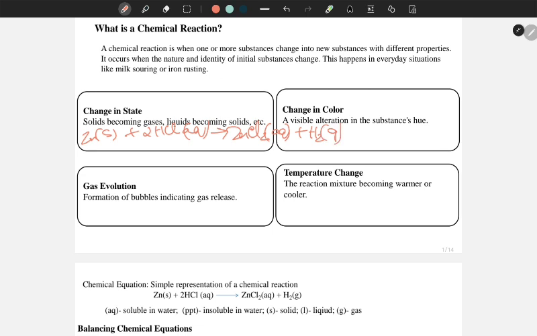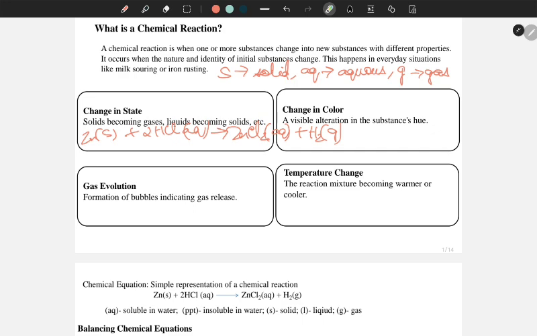So okay, let me explain here. S means solid, AQ means aqueous, and G means gas. Okay, so what is happening here? The solid state, zinc solids get converted to zinc chloride, that is aqueous form. So here the change in state is taking place, right? And this is also an example of displacement reaction.